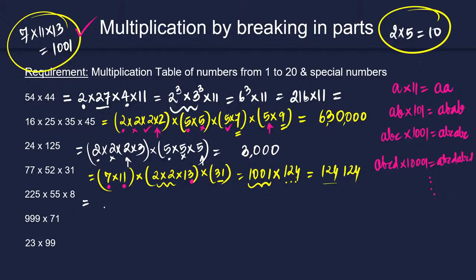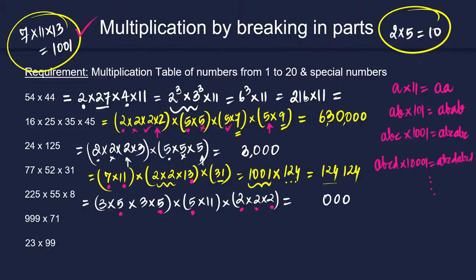225 is 15 into 15. ये 15 का स्क्वायर होता है, शायद आप लोग को अगर पता हो. So 15 is 3 into 5. This entire thing is 225. 55 is 5 into 11. 8 is 2 into 2 into 2. So we will take each pair, कितने 5 से अपने पास 3. How many 2s do we have? 3. So we are supposed to have 3 zeros. So put 3 zeros. Now we are left with 11 and 3 and 3. 3 into 3 is 9. 9 into 11 is 99. So 99,000.